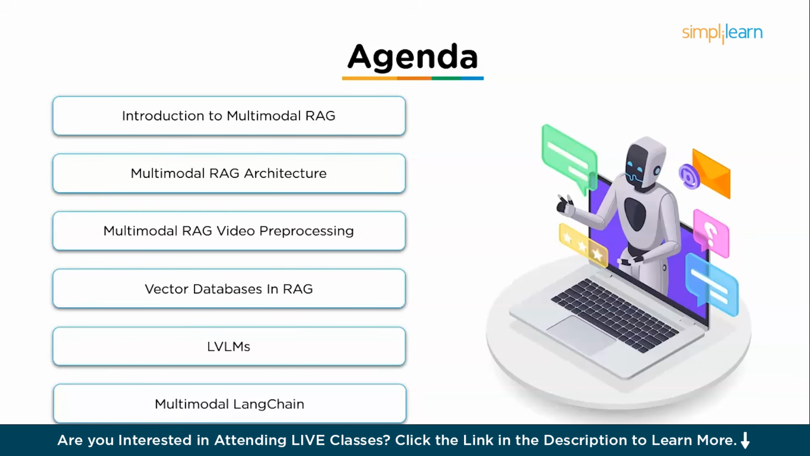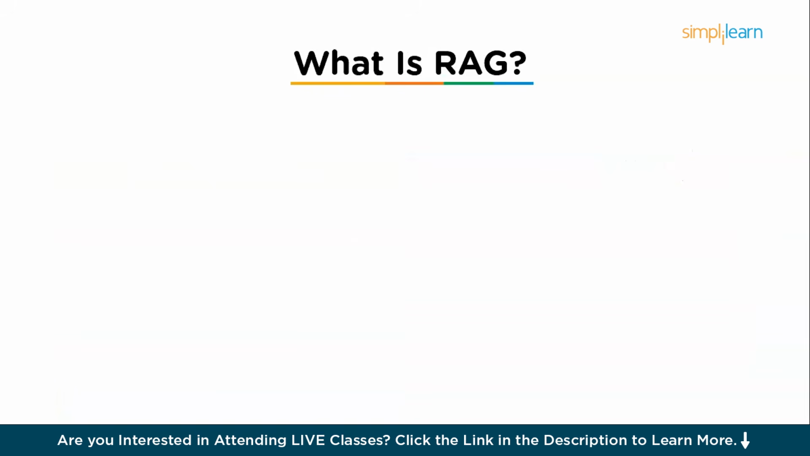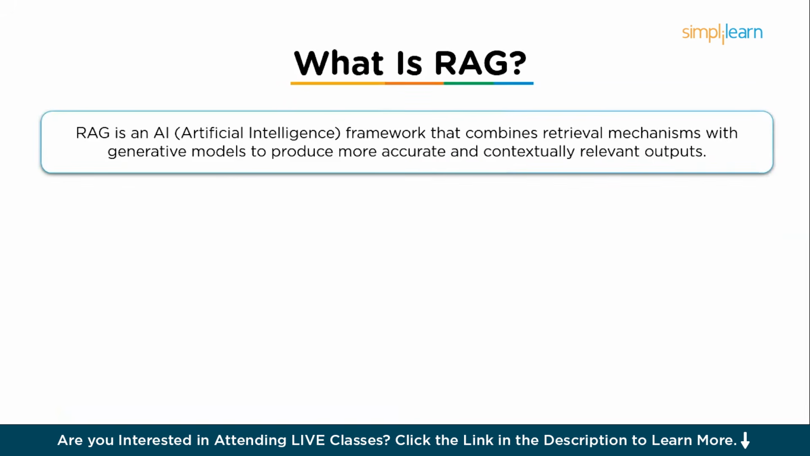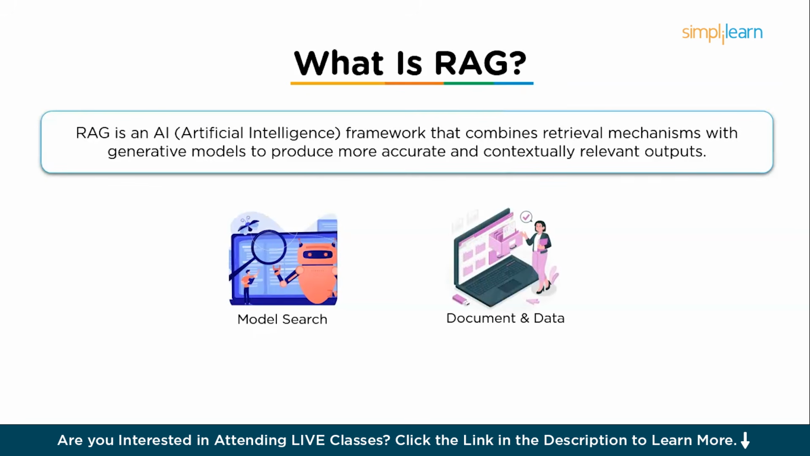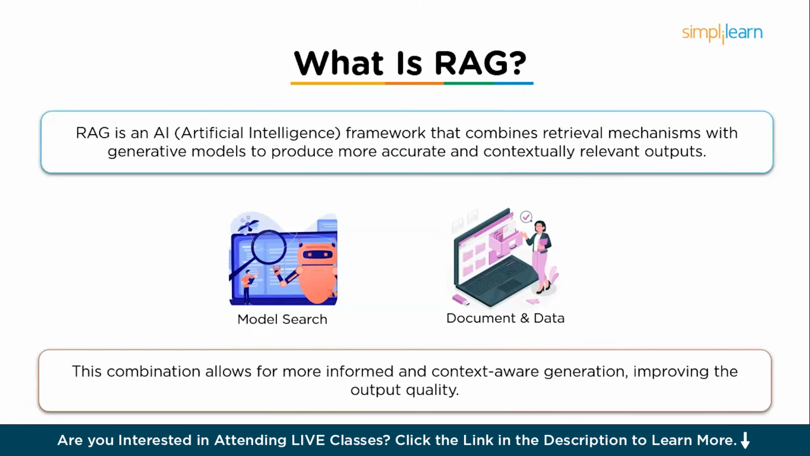So let's get started. First, we will see what is RAG. RAG, Retrieval-Augmented Generation, is an AI framework that combines a retrieval mechanism with a generative model to produce more accurate and contextually relevant output. In a typical RAG setup, a retrieval component searches for relevant information from a large corpus of documents or data, which a generative model uses to produce responses or summaries. This combination allows for more informed and context-aware generation, improving the output quality.